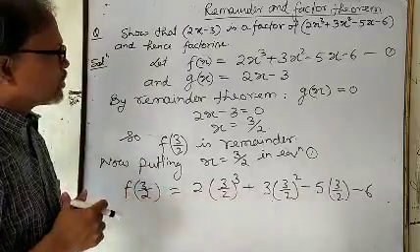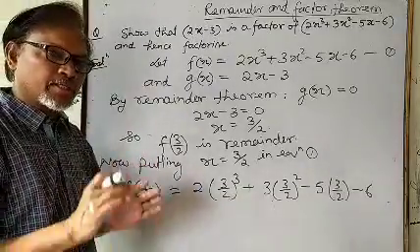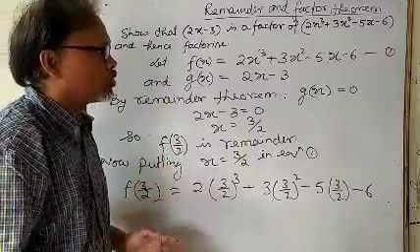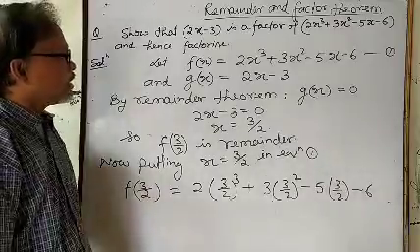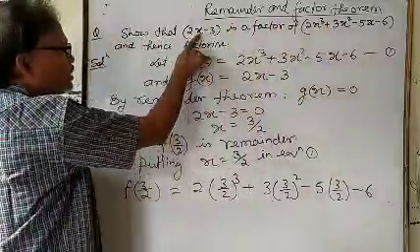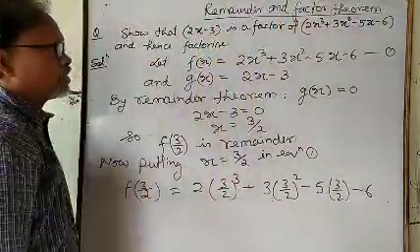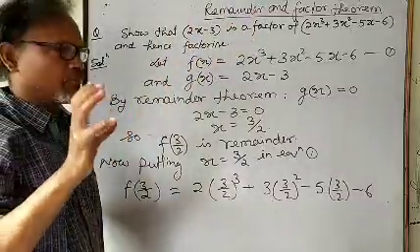I told you if a number divides completely the other number, then that number is known as the factor. In this case also, if we divide by this number 2x minus 3 and the remainder comes 0, it means this is a factor. This is the property of the factor.